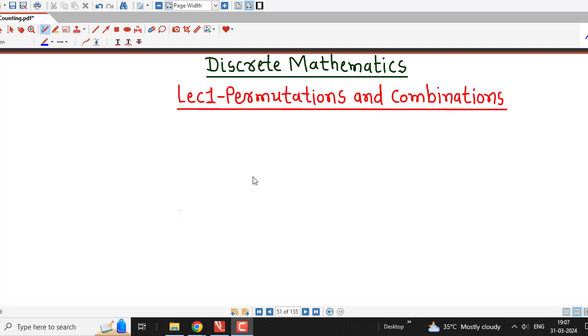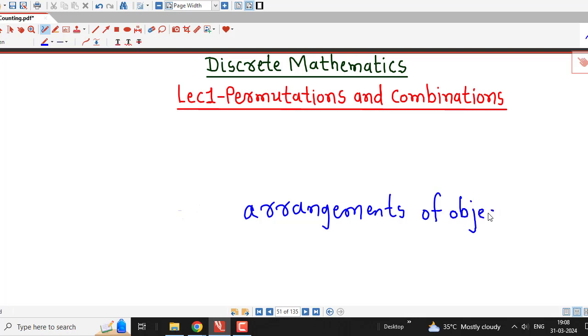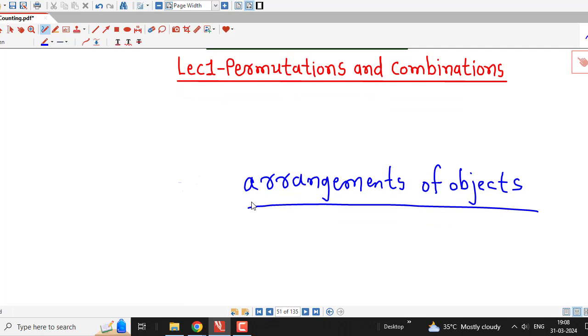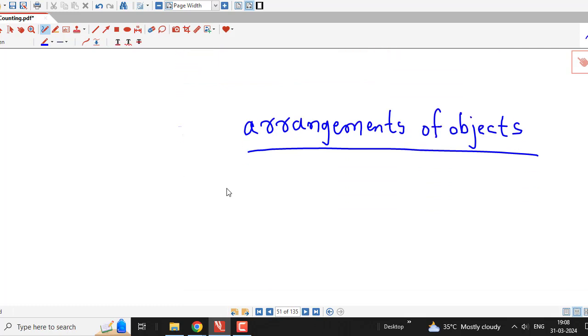As we have understood from our school level, if we are interested in the arrangement of objects, permutations and combinations are nothing but arrangements of given objects. So to count the arrangements of objects, we use the concept of permutations and combinations. For example, suppose we have three objects denoted by A, B and C, and we are interested in how many arrangements of these three objects are possible.